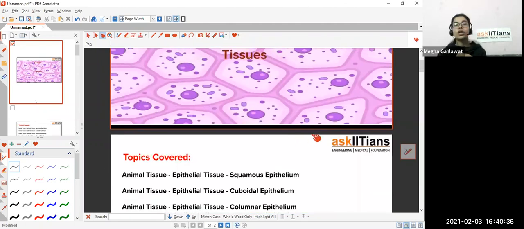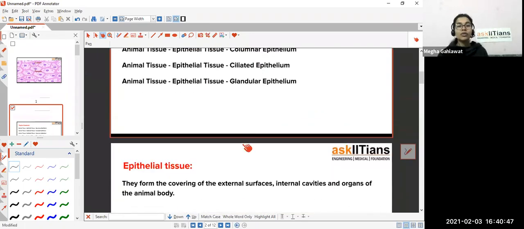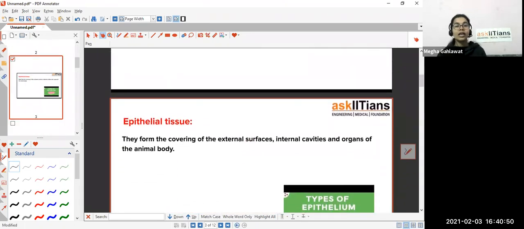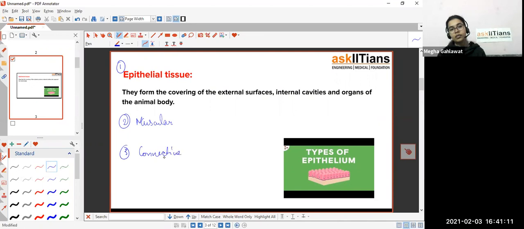So starting with this particular topic, we'll be covering different kinds of epithelial tissues in the animal tissue. But for this to be understood by you, we need to know how many types of animal tissues there are, or what the different kinds of animal tissues present in the human body, or the animal body, are. So first is the epithelial tissue. Second, my dear friends, is the muscular tissue. Third is the connective tissue. Fourth is the nervous tissue.